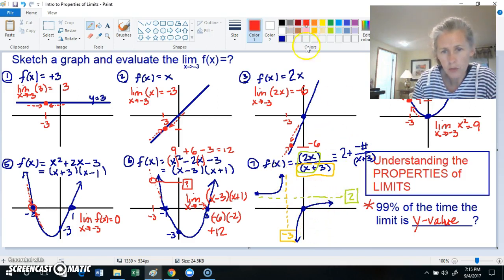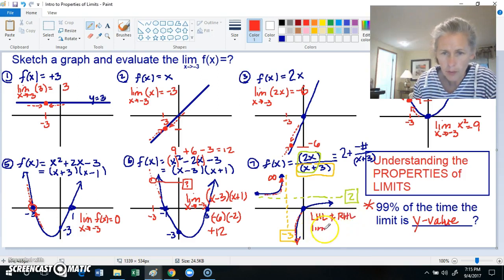Okay, let's take a look at this one from the limit perspective. As I approach -3 from the left, my y value goes to infinity. As I approach -3 from the right, my y value goes to -infinity. We've got a problem. Since the left-hand limit does not equal the right-hand limit, the limit as x approaches -3 on this function does not exist.